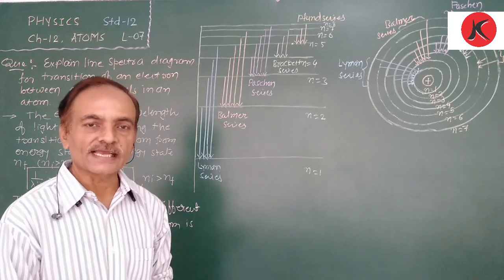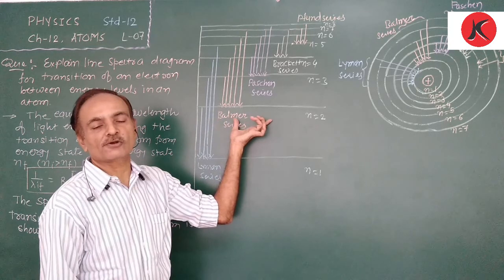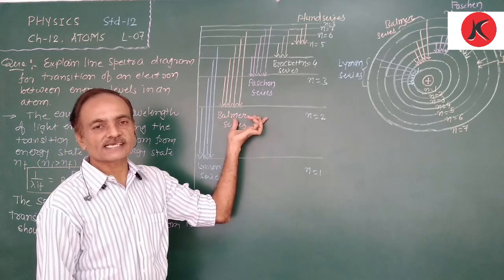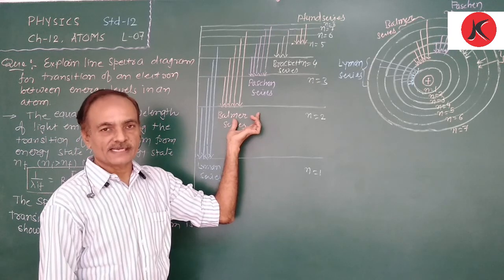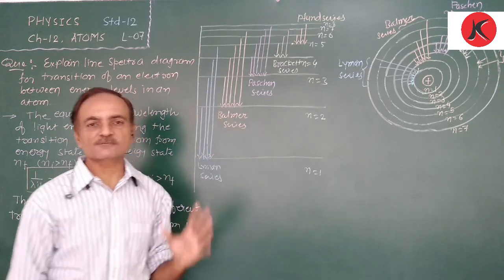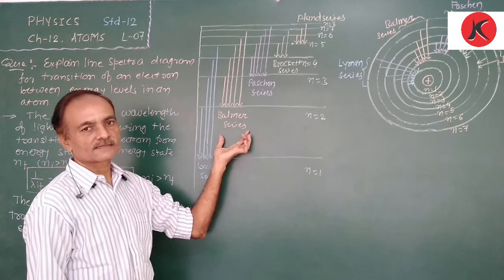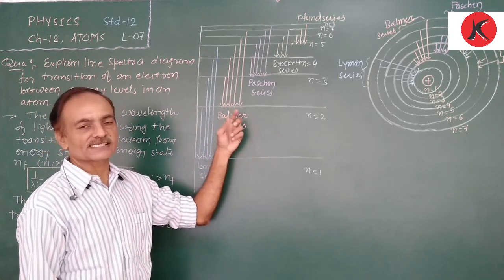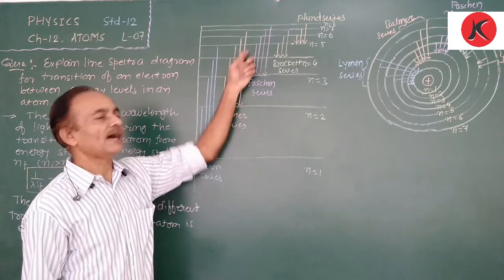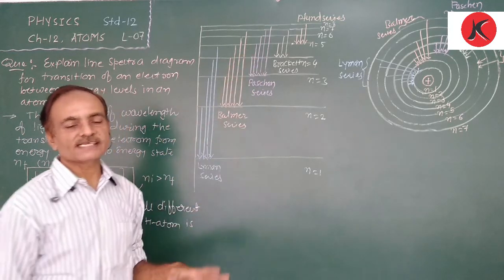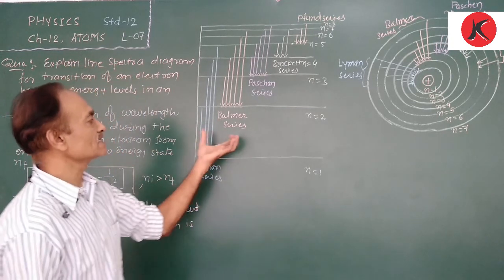Similarly, the electron makes the transition from any orbit to the second orbit, or the first excited state. What photon is emitted? The wavelength of this photon is found in the Balmer series, and corresponding to the transitions of an electron from 3 to 2, 4 to 2, 5 to 2, the H alpha, H beta, and H gamma lines of the Balmer series are obtained.